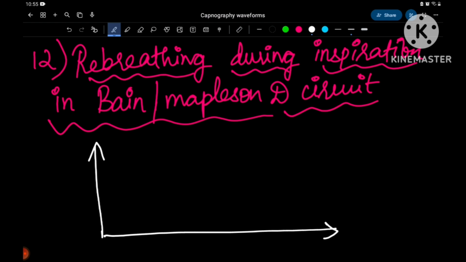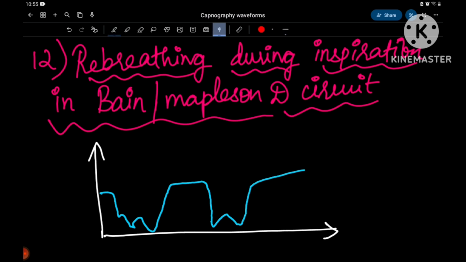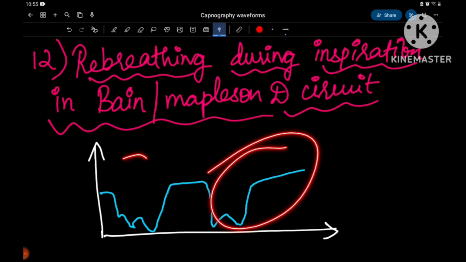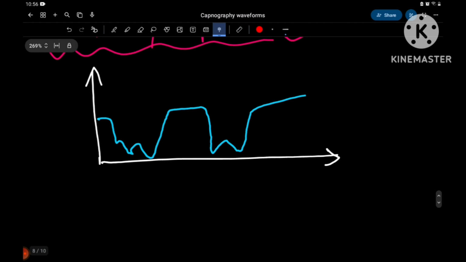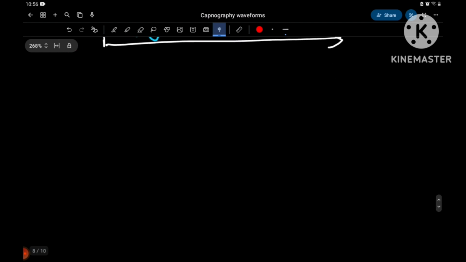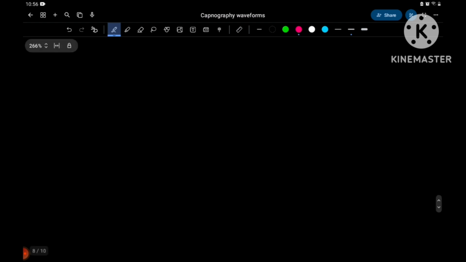See how the rebreathing is there. I will describe this as a highly disorganized and discoordinated waveform. Why? Because you can identify nothing except for a single normal mechanical ventilation curve. Otherwise, everything is disorganized. So this is rebreathing during inspiration in Bain, Mapleson D circuit. We can discuss Mapleson circuits later, but now let's see the waveforms.